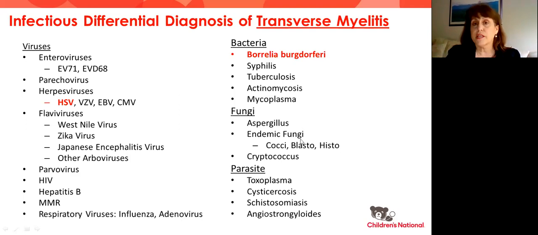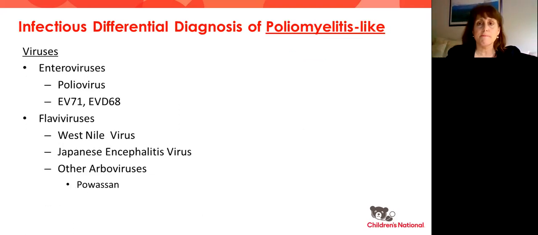Of the bacterial etiologies, Lyme is the most common that we would encounter, but also syphilis, TB, actinomycosis, and mycoplasma. And in the fungal etiologies, not only the endemic fungi such as cocci, blasto, and histo, but also aspergillus and cryptococcal disease. And the parasitic causes are less common, but include toxoplasma, cysticercosis, schistosomiasis, and angiostrongyloides.